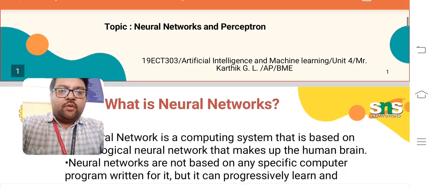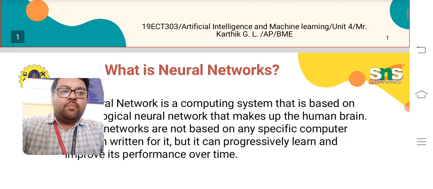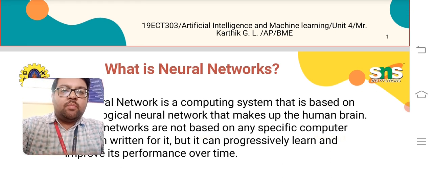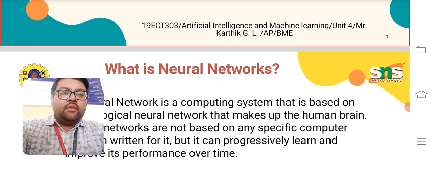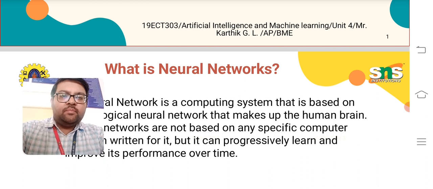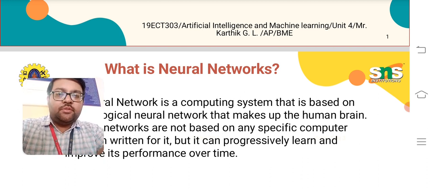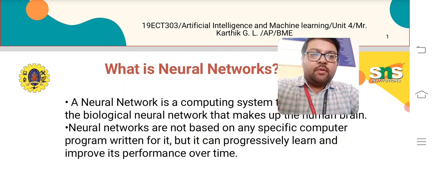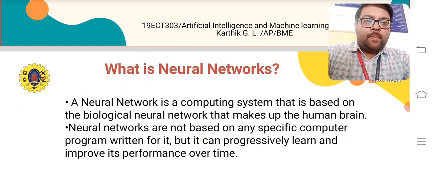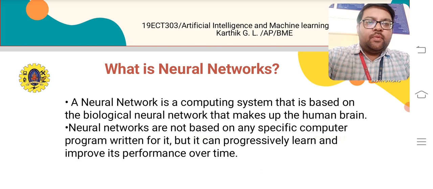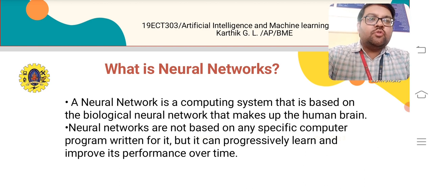What is a neural network? A neural network is a computing system that is based on the biological neural network that makes up the human brain. Neural networks are not based on any specific computer program written for it, but it can progressively learn and improve its performance over time.